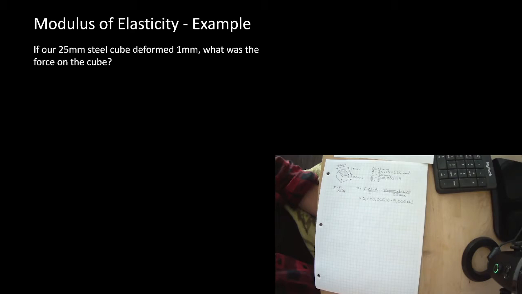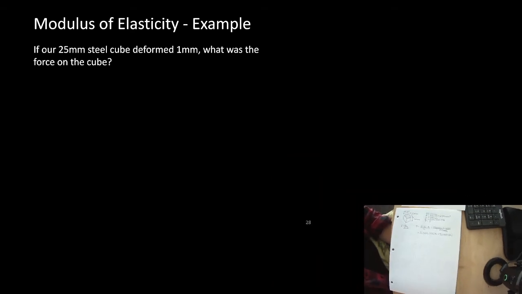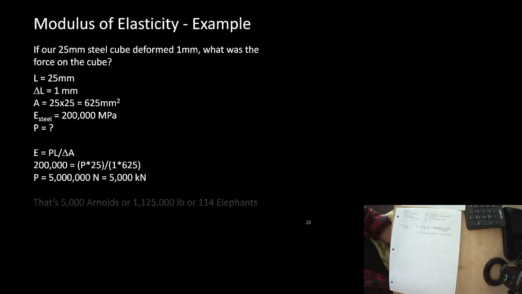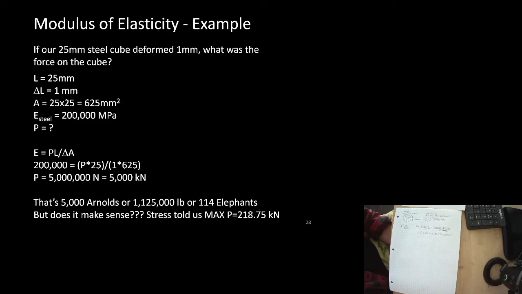Let's go. I think the next slide is also another problem. Okay, so for that one steel cube to deform 1 millimeter would take 114 elephants. Right, so here, does it make sense? Stress told us max P was 218.75 kilonewtons.